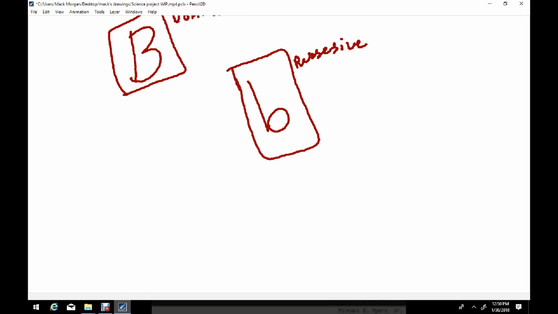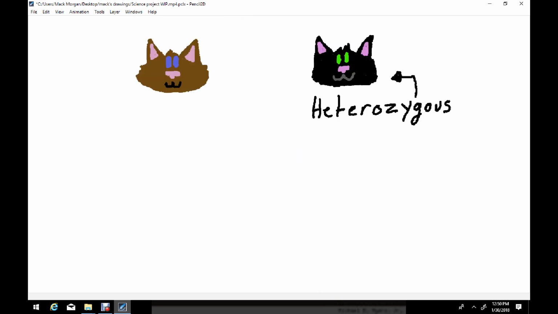Here are two cats. One is a black cat and one is a brown cat. The black cat is heterozygous. This means that this cat has a dominant black allele shown with the big letter B, and a recessive brown allele shown with the little letter b. The brown cat is homozygous. This means that she, because it is a girl, has two of the same alleles. So she has two recessive brown alleles shown with two little letter b's.